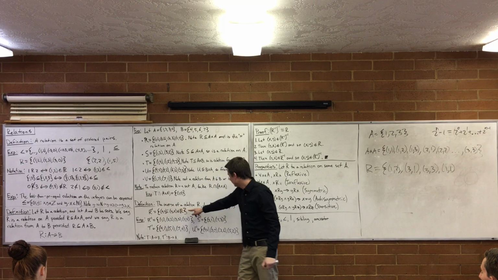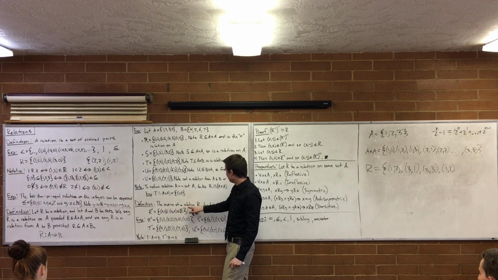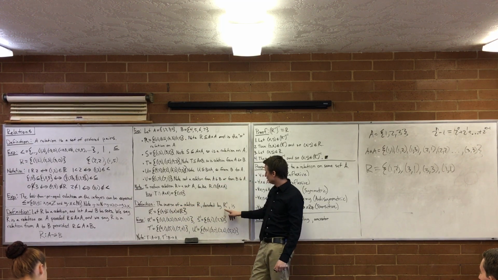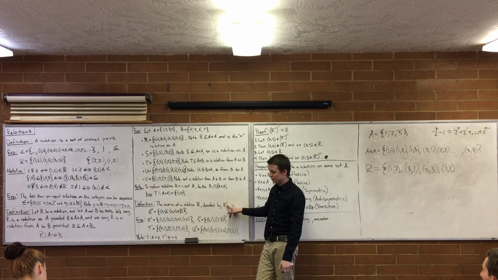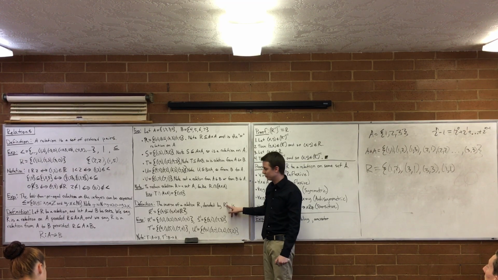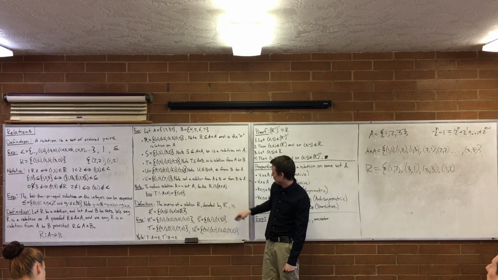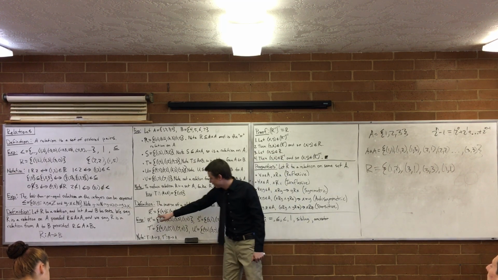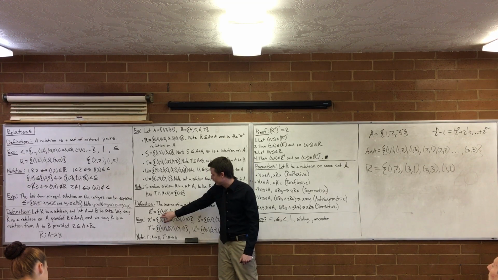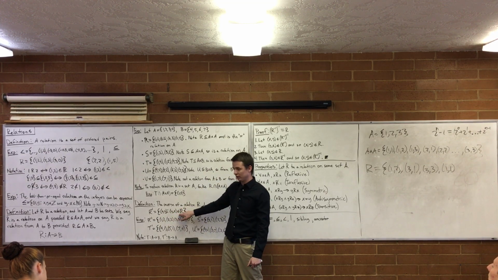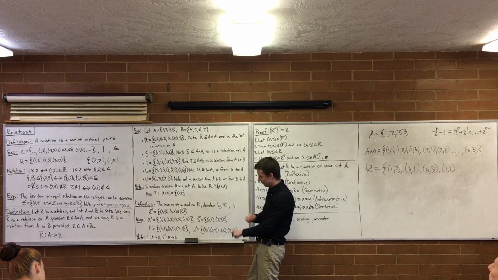So, let's see it in writing. The inverse of a relation R, which we denote by R to the power of negative 1. Notice this isn't an exponent. This is just how we mark the inverse. It is the set of all ordered pairs (x, y) where (y, x) is in R. We just swap the order of things.